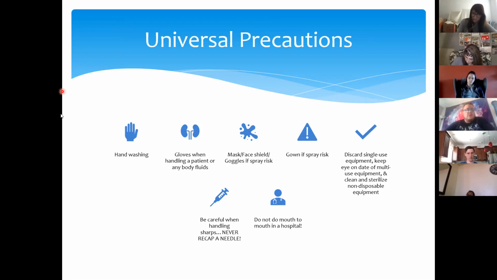A mask, face shield, and goggles if you're at spray risk. So when you learn how to do intubation and you're intubating a patient, we're going to be right by their nose and their mouth. We are worried about vomit. We're worried about sputum. We're worried about respiratory particles. So you want to make sure you have a mask.